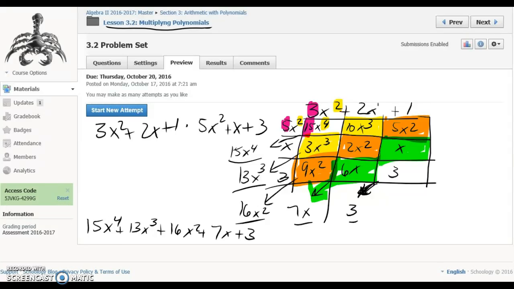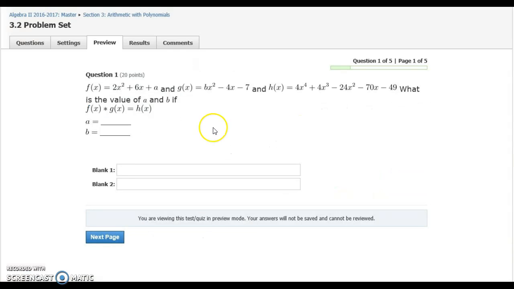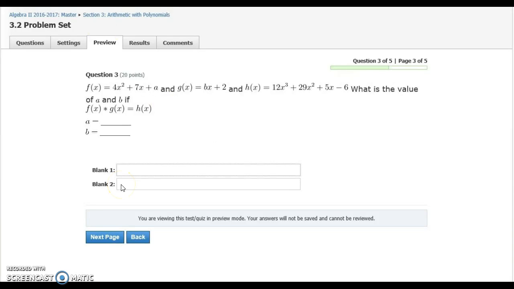And the problem set's unique because in the problem set, we give you the answer. So here's a typical question that you're going to see in the problem set. I skipped to a slightly different problem just to give you a better perspective for the first one that we do. So here's what it's going to look like. F of x is equal to 4x squared plus 7x plus a. This will always be some polynomial. And g of x is equal to bx plus 2. This will be the polynomials being multiplied by.